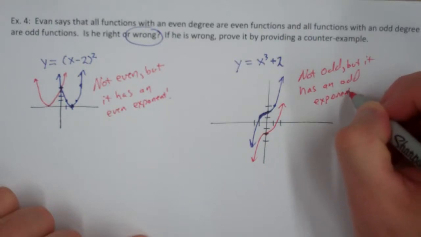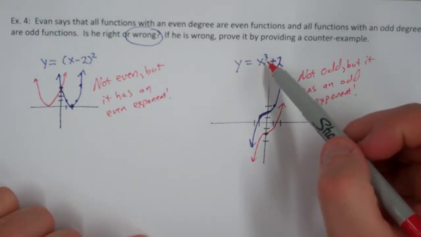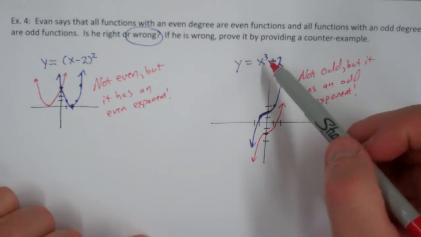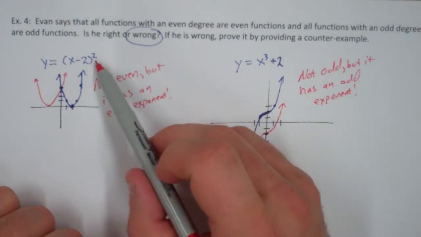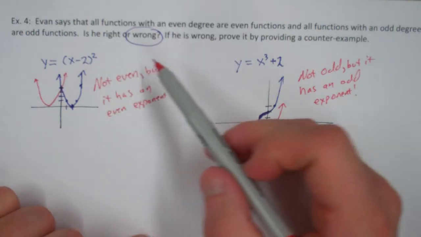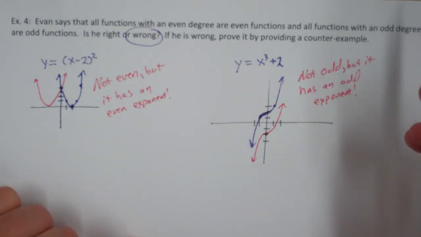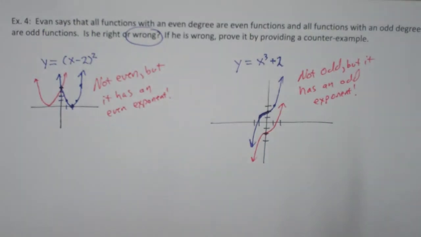Please don't assume that any function that has an odd exponent is automatically odd when we're talking about symmetry. Also, don't assume that a function that has an even exponent is automatically an even function when we're discussing symmetry. It just doesn't work like that.